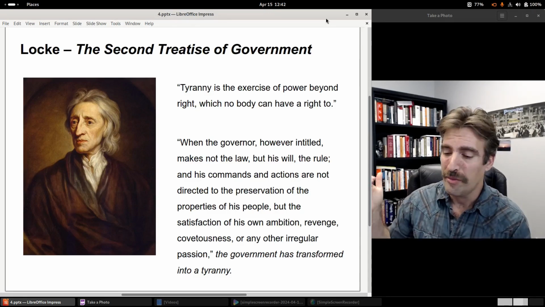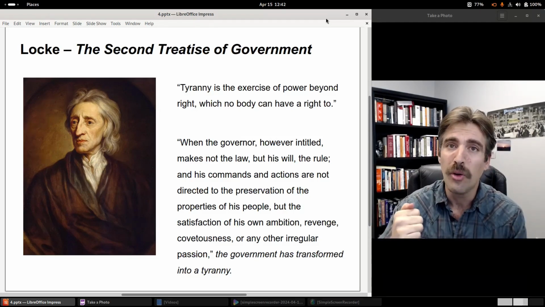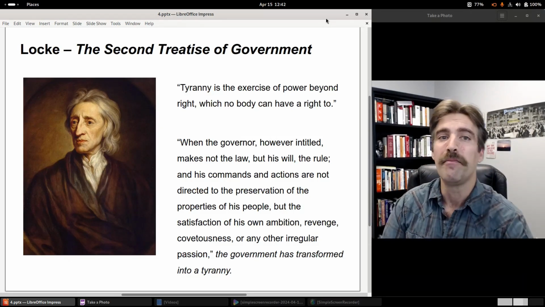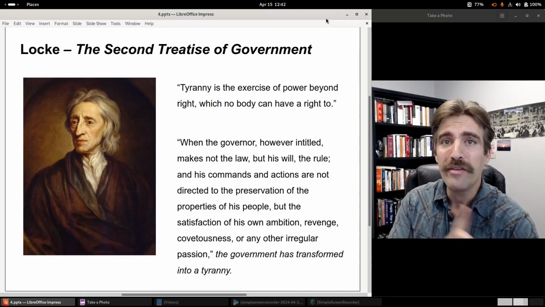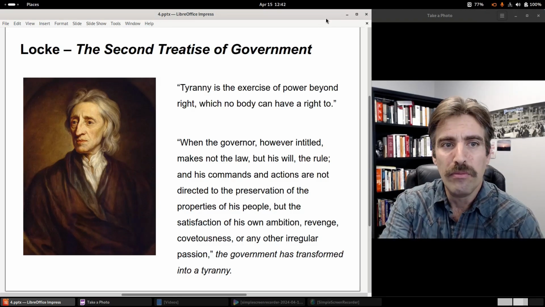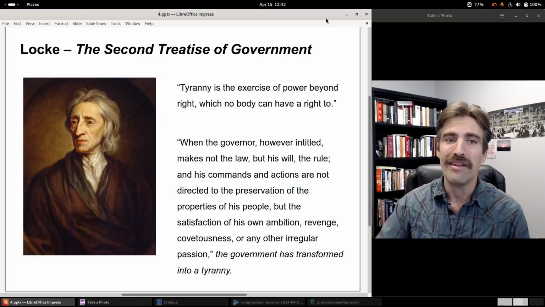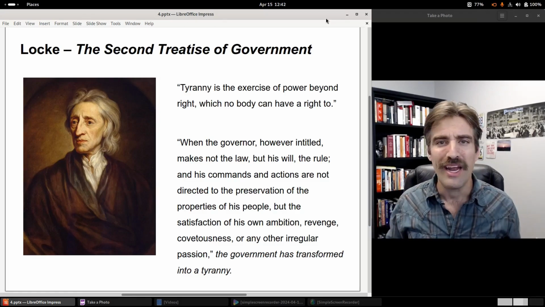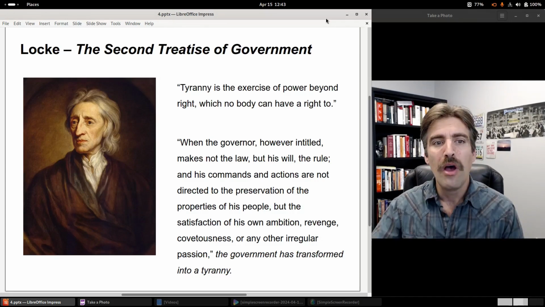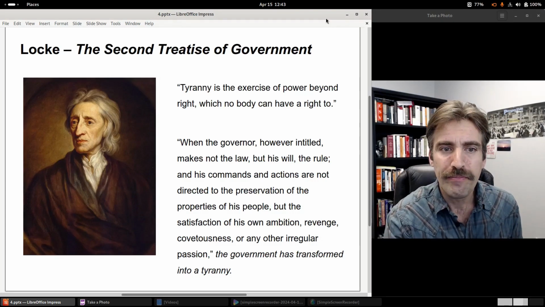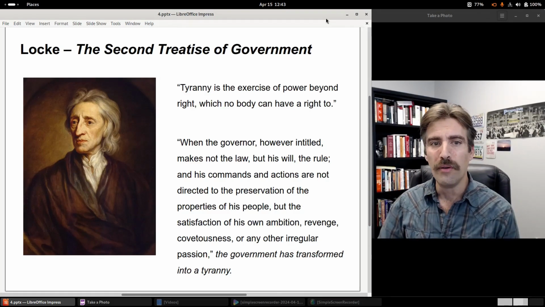Locke says, when the government becomes a tyranny, the people have a right to alter or to abolish that government and to replace it with new government. What is tyranny? Quote, tyranny is the exercise of power beyond right, which nobody can have a right to. So you've moved beyond right. When the governor makes not the law, but his will the rule.